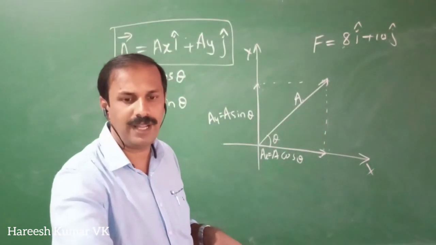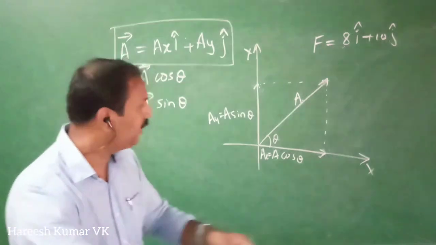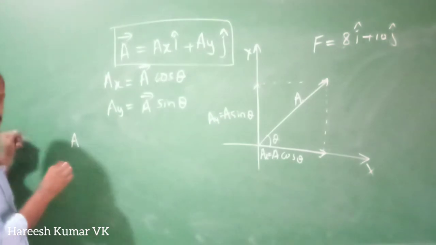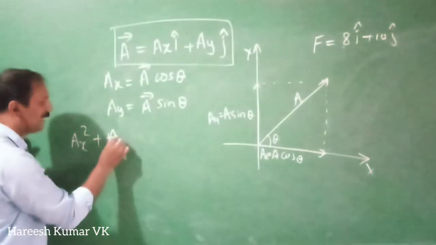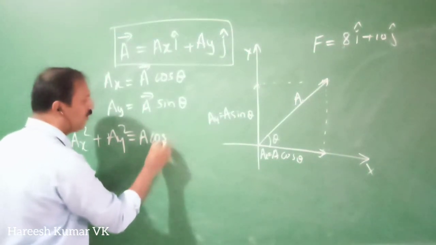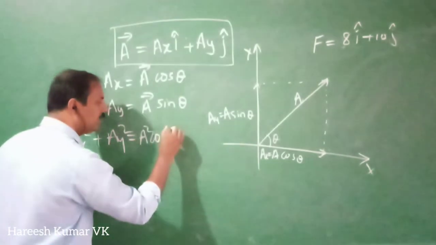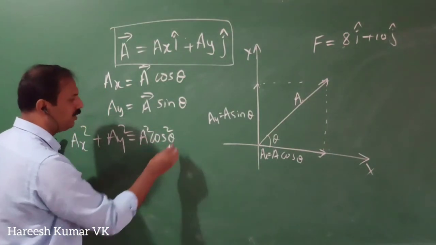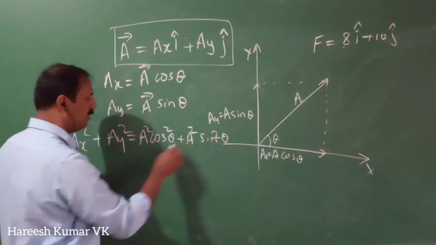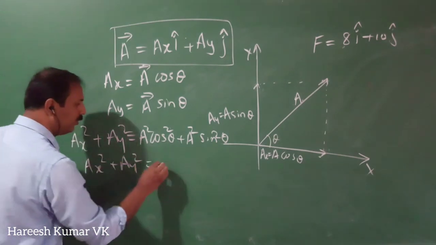So that can be written as, see here, if you add vectorially also, this one can be written as AX square plus AY square. AX square plus AY square means this will be A cos theta square, or you can write A square cos square theta plus A square sin square theta. So we can see this one, this will be AX square plus AY square will be equal to A square.